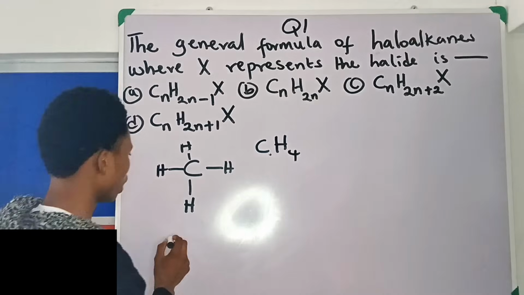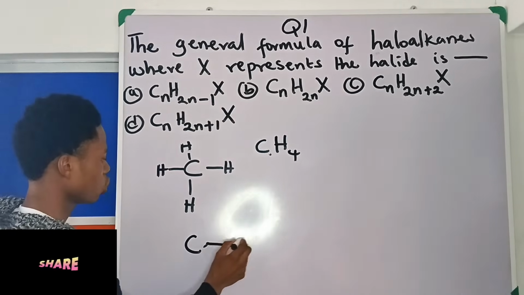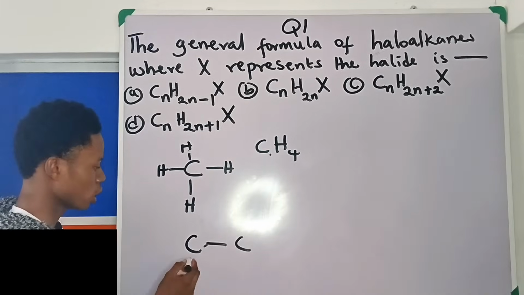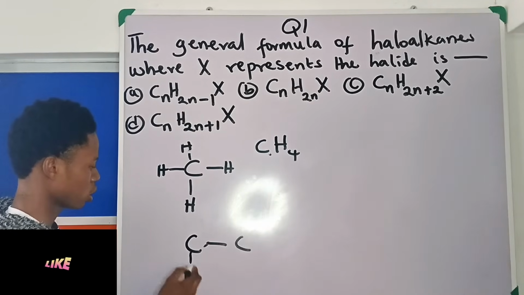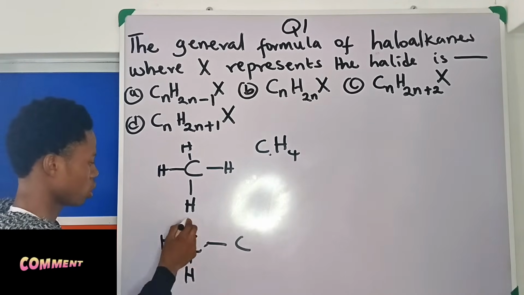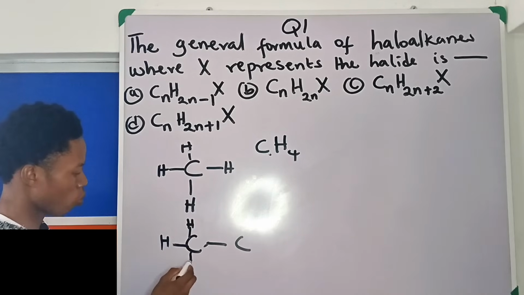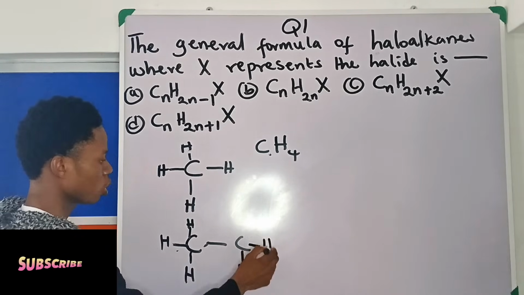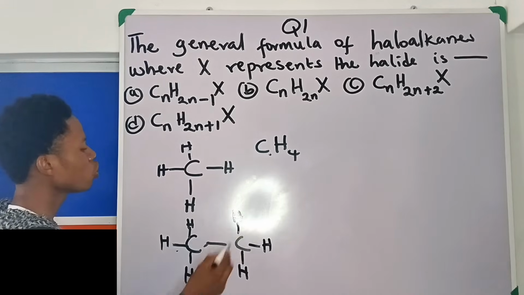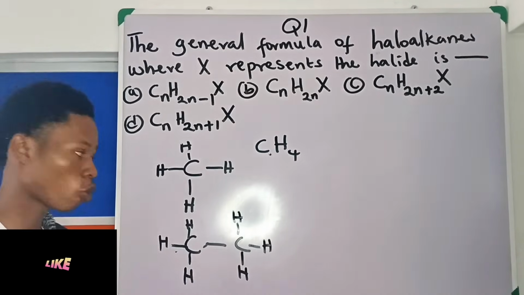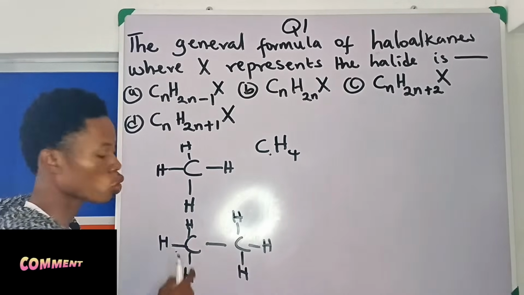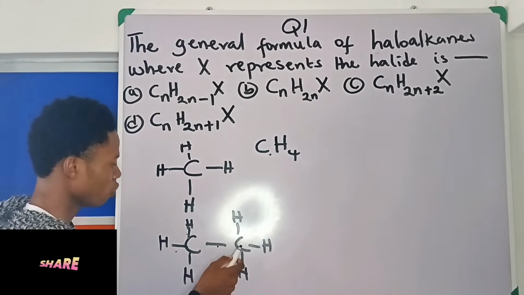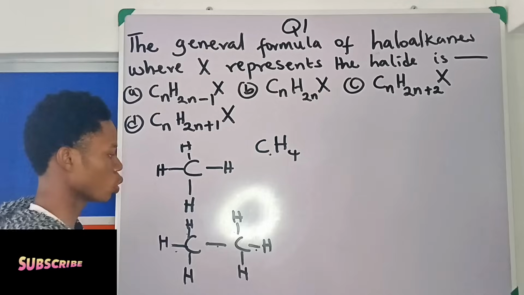If it is 2 carbon, we can have something like this, 1, 2. Then we ensure that hydrogen fills up the whole place. So 1, 2, 3. If you check this one now, I have 4 bonds, 1, 2, 3, 4. Now we give this one 4 bonds too. Please take note, carbon should not have more than 4 bonds, and it should not have less than 4 bonds either. This one has 4 bonds, 1, 2, 3, 4. This one also has 1, 2, 3, 4.